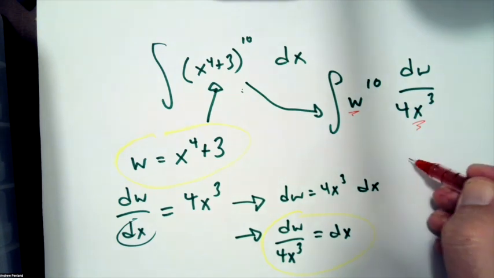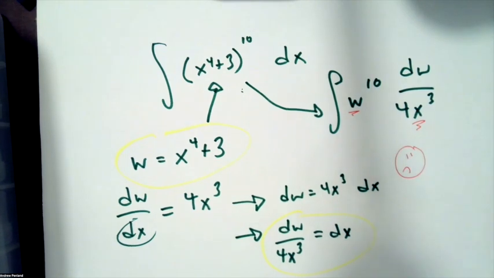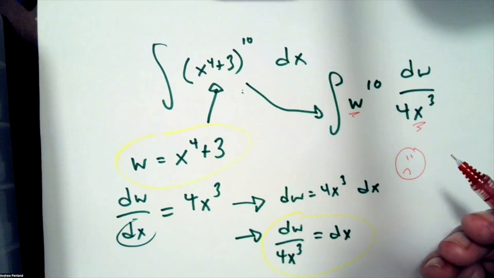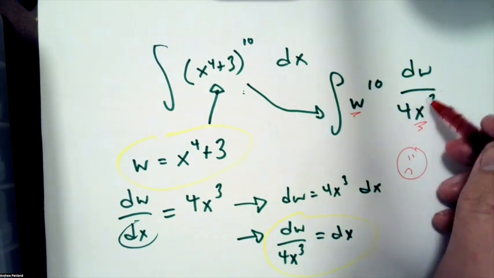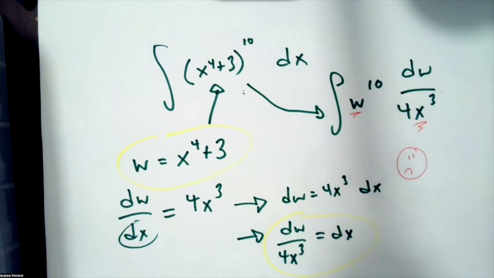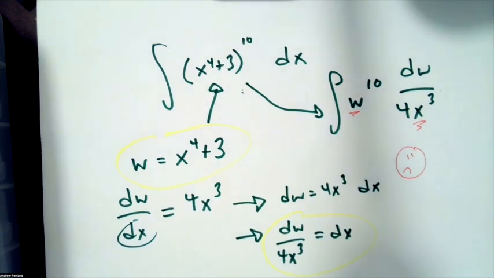So substitution only helps if after you do all of the substitution process, you end up with a nice clean integral that only involves your substitution variable. In other words, this 4x cubed would have to cancel out with something for me to be in a better place. And since it doesn't, I'm pretty much stuck.